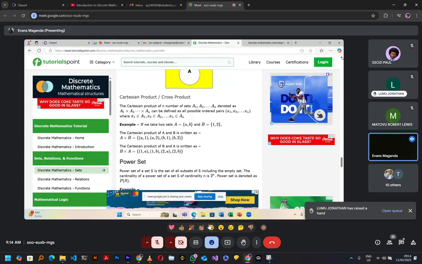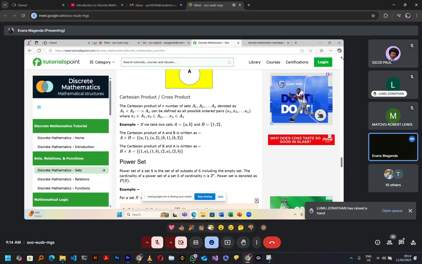So when you have B times A here, instead you are going to have things running the other way, because it is 1A, then 1B, then 2A, and then 2B. Now this A times B is not the same as B times A.